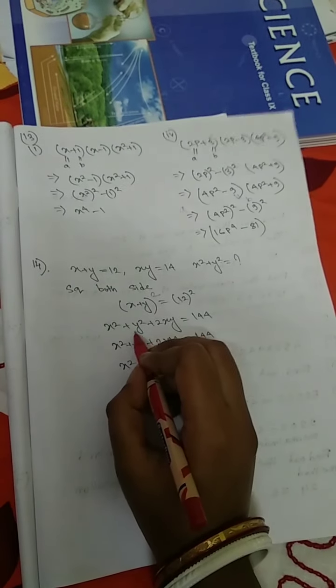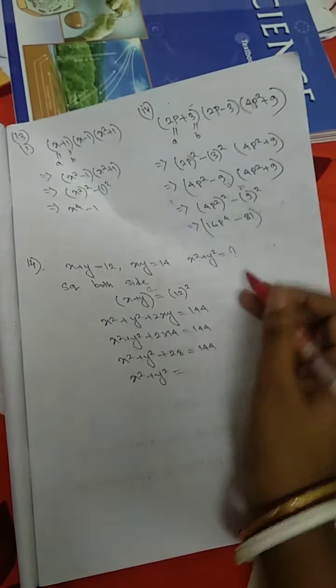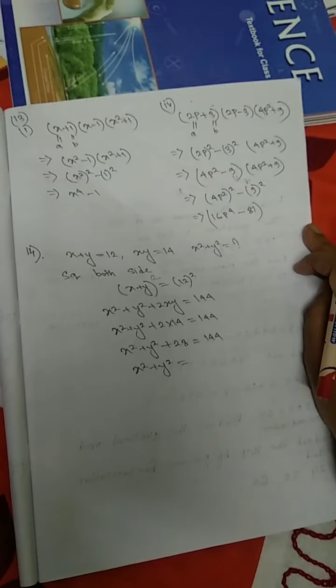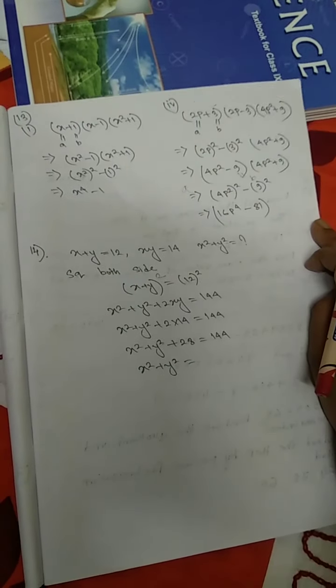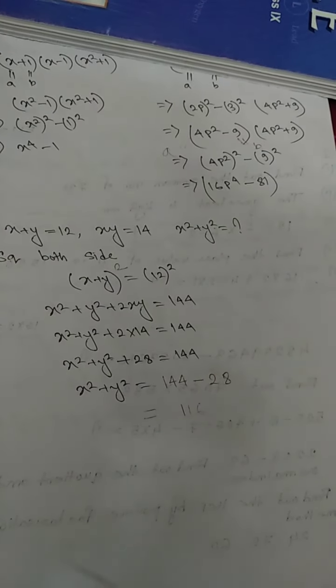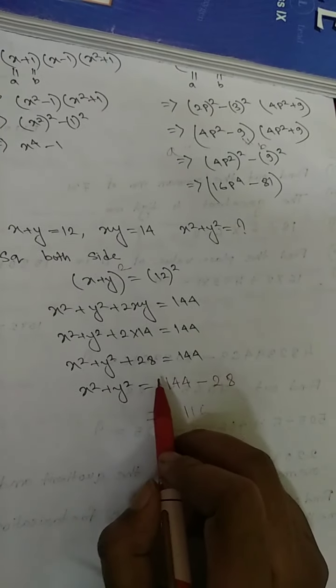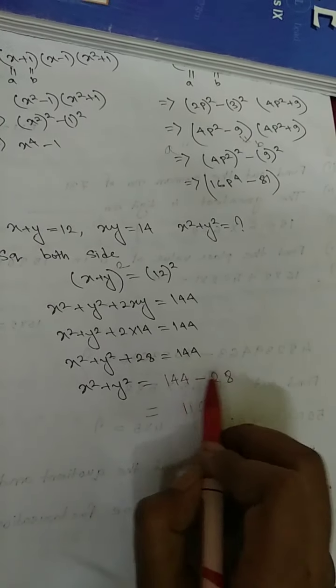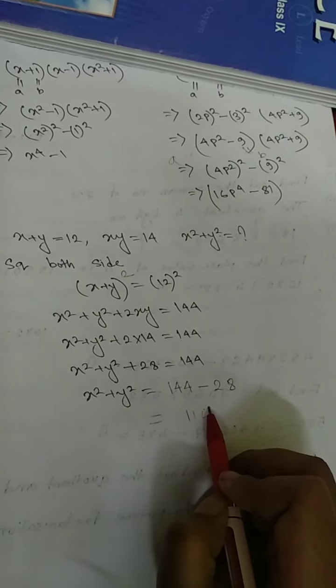So x square plus y square plus 2xy is equal to 144. Now putting the value xy is equal to 14, you will get x square plus y square plus 28 is equal to 144. Now x square plus y square is equal to 144 minus 28, which is equal to 116.